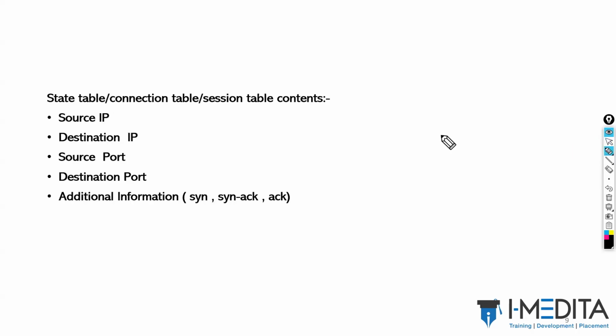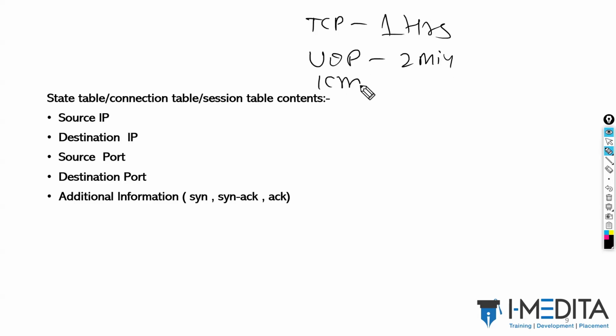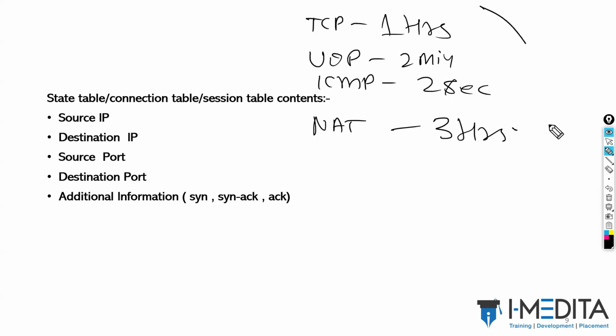Next is here, TCP about 1 minute. The TCP 1 hour, vendor to vendor different. TCP 1 hour, UDP 2 minutes, ICMP 2 seconds, network address translation 3 hours. Like this. Okay, but this information can be different from vendor to vendor.